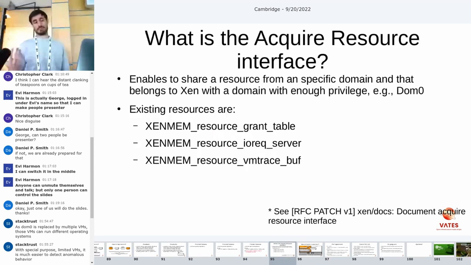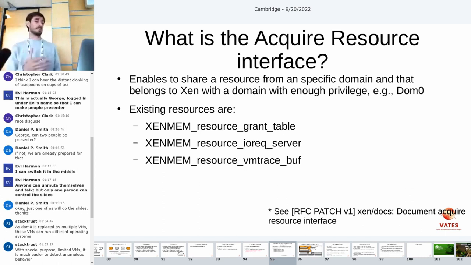So first, the first question is, what exactly is the acquired resource interface? It just aims to share a resource from a specific domain that does not belong to Xen with a domain with enough privilege, like for example, DOM0. Currently, there are 3 resources: the event table, the IO request server, and the VM trace buffer.